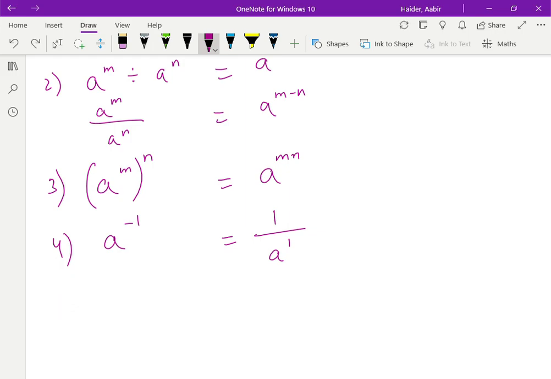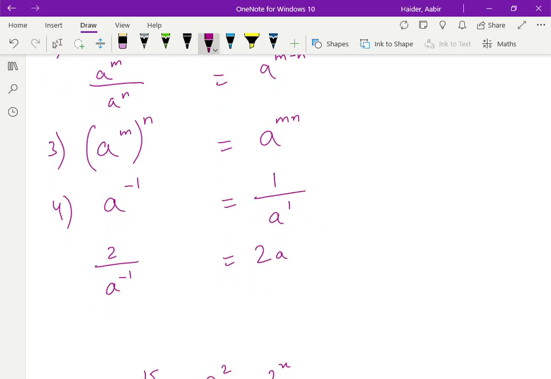For example, if you had something like this, let's suppose you had something like this. So you can clearly write it like this, right? So the negative one goes to the numerator and becomes positive, and no need to write one, you can say if this is one, right? Okay, so this is it.